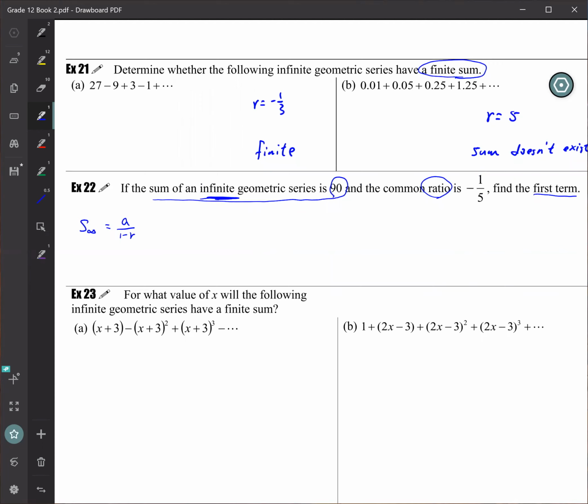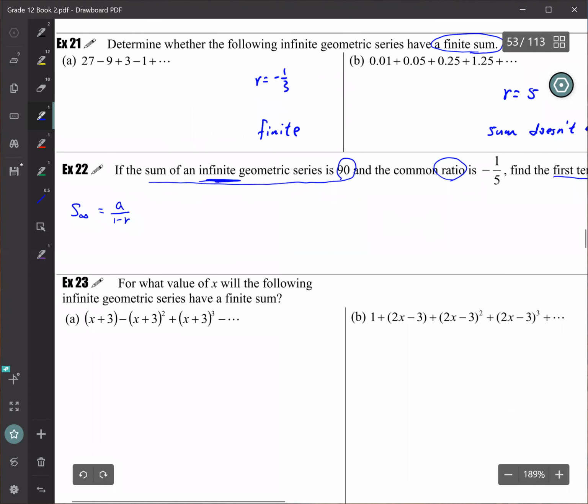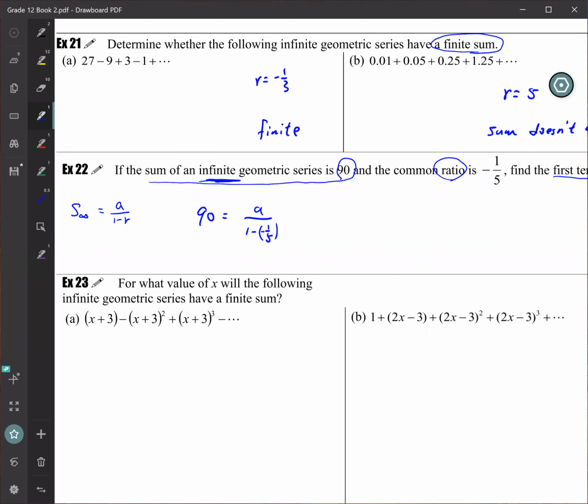Plug stuff into the formula. Okay, so what do you plug in then? 90 equals a over 1 minus negative 1 over 5. Yeah, very good. Okay, so instead of finding the sum, they tell you the sum, right? So 90 will go into the left side, okay?